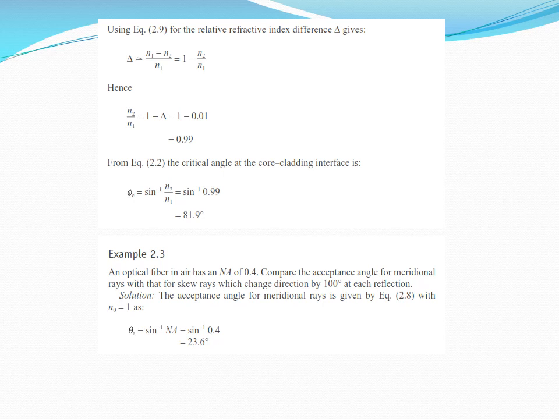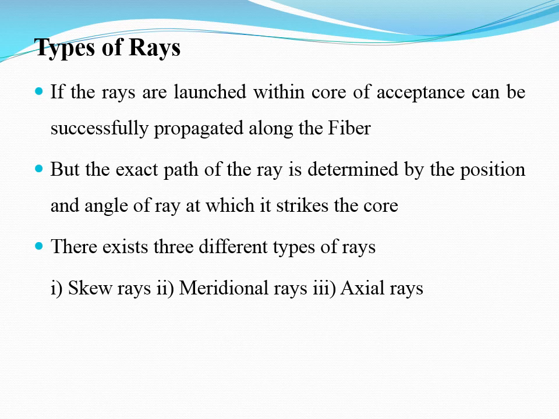The next example: an optical fiber in air has a numerical aperture of 0.4. So the numerical aperture value is given as 0.4. Compare the acceptance angle for the meridional rays with that of skew rays, which change direction by 100 degrees at each reflection. Here theta A is the acceptance angle, defined as sine inverse of numerical aperture, which is equal to sine inverse of 0.4, giving us 23.6 degrees.